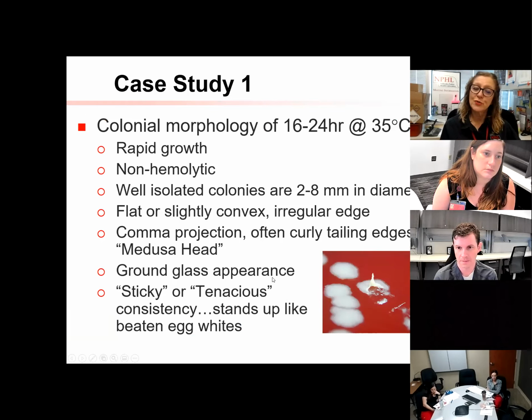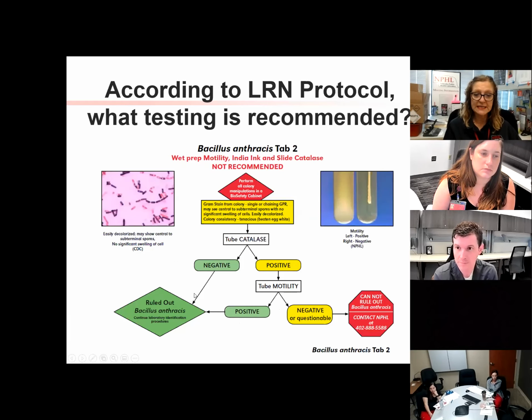Another real good trick is just to touch the colony. Well, you'll be touching it anyway when you do the two biochemicals we're going to ask you to do, but notice that colony. Is it acting stretchy? Is it kind of sticky, like it won't let go of your loop? Does it stand up like beaten egg white? That could be a Bacillus anthracis, because that's exactly how they look and act, somewhat tenacious when you touch them on the plate.